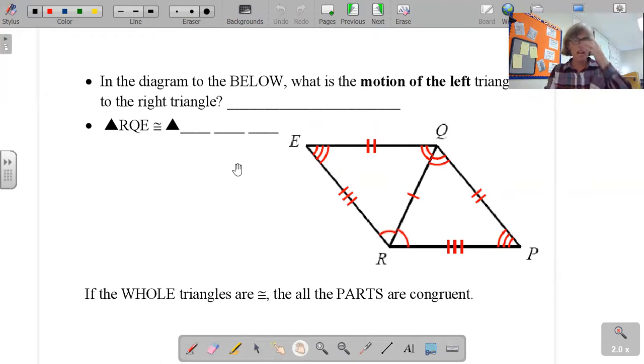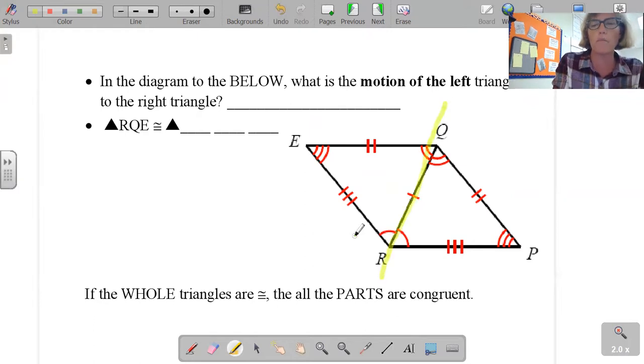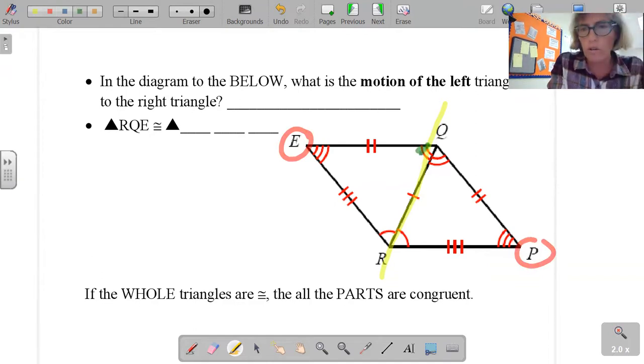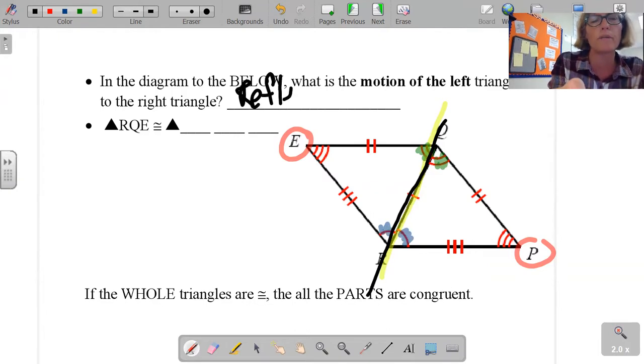So in the diagram below, what's the motion of left to right? I generally check for reflection first. You know it's not translation, because translation just means to slide. You get the exact same image. This one, you go like this with your hands, fold it. If you were to fold along that yellow line, you see E would match with P. If you were to fold, this Q would match with that Q. And then this R would match with this R. So now you know, yes, you can fold it, so it has to be a reflection.